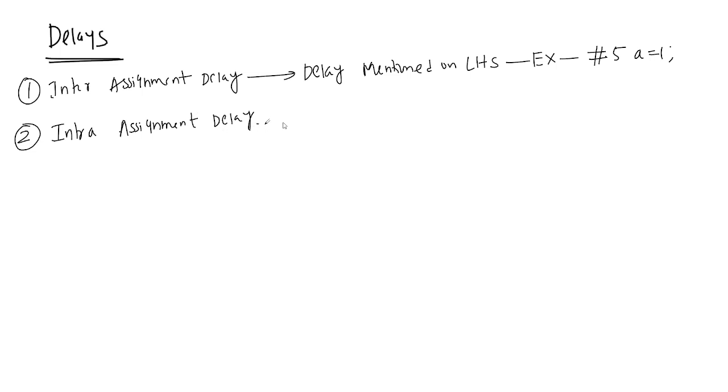And intra assignment delay means whatever delay you mention on the RHS. For example, a = #5 1. This is intra assignment delay. So now, inter assignment delay with blocking.